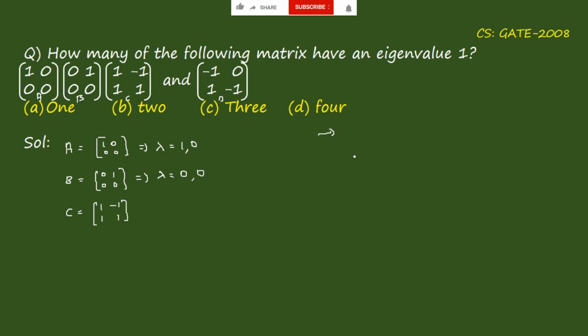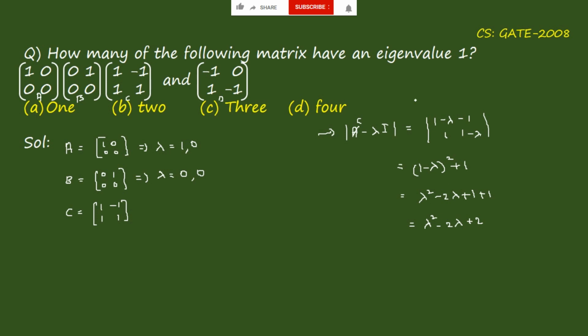Now the general formula we use to find the eigenvalues is the determinant of A minus lambda I, right? Here A is C. So we substitute and get 1 minus lambda, minus 1, 1, 1 minus lambda. Find the determinant. We get (1 minus lambda) whole squared plus 1, which is lambda squared minus 2 lambda plus 1 plus 1, which is lambda squared minus 2 lambda plus 2.